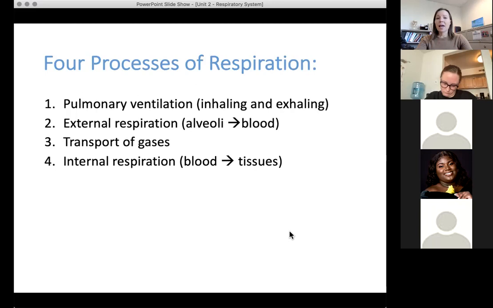All right. And then the last function is internal respiration, which is the movement of oxygen from the blood into tissues and of carbon dioxide from tissues into blood. So again, it's the exact opposite.